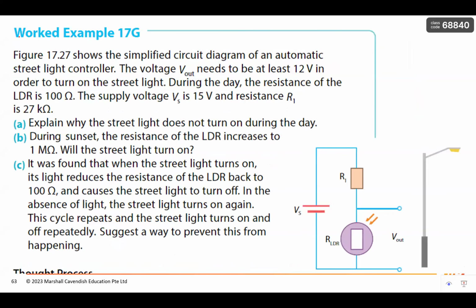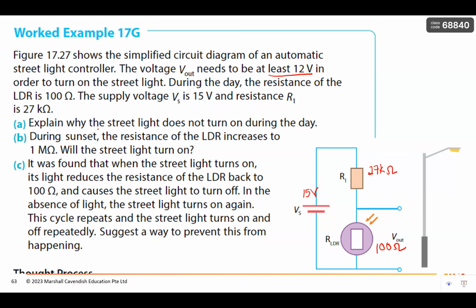Okay, next example. This is a simplified circuit diagram of an automatic street light controller. You have a Vout over here, which is attached to an LDR. The voltage Vout needs to be at least 12 volts in order to turn on the street lamps. During the day, the resistance of the LDR is 100 ohms and the supplied voltage is 15 volts. Let me key in all the values: supply voltage is 15 volts, resistance of R1 is 27 kilo ohms, and the resistance of the LDR is 100 ohms in the day.